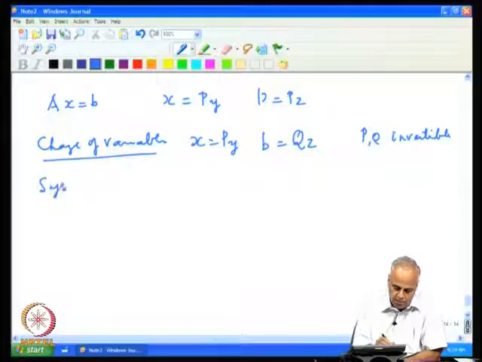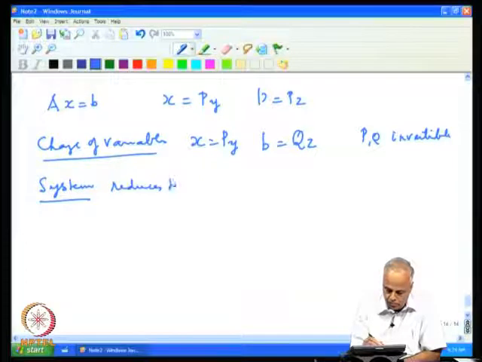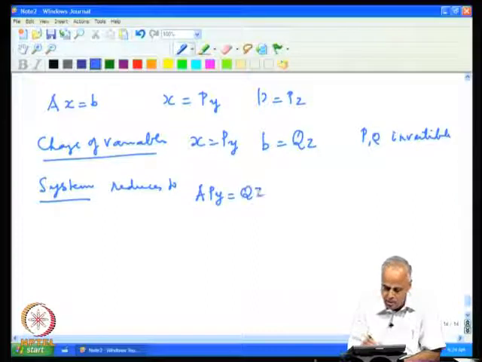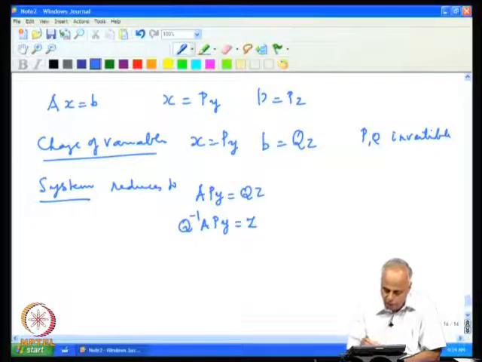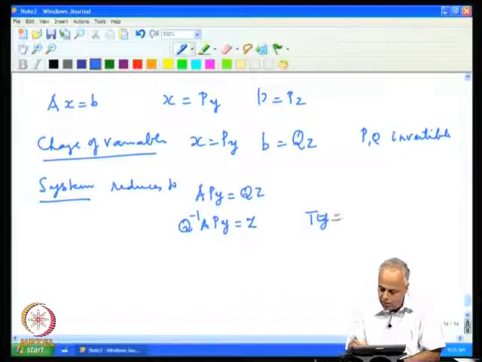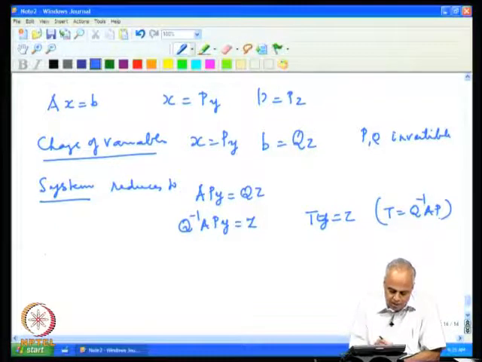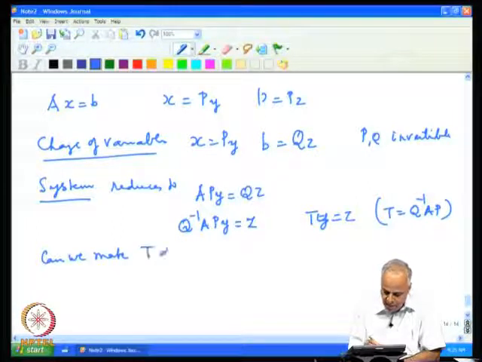Then the system reduces to APy equal to Qz, or Q inverse APy equal to z. So, if we now call Q inverse AP as T, this becomes Ty equal to z, where T equals Q inverse AP. Now, we can ask, can we make T diagonal?